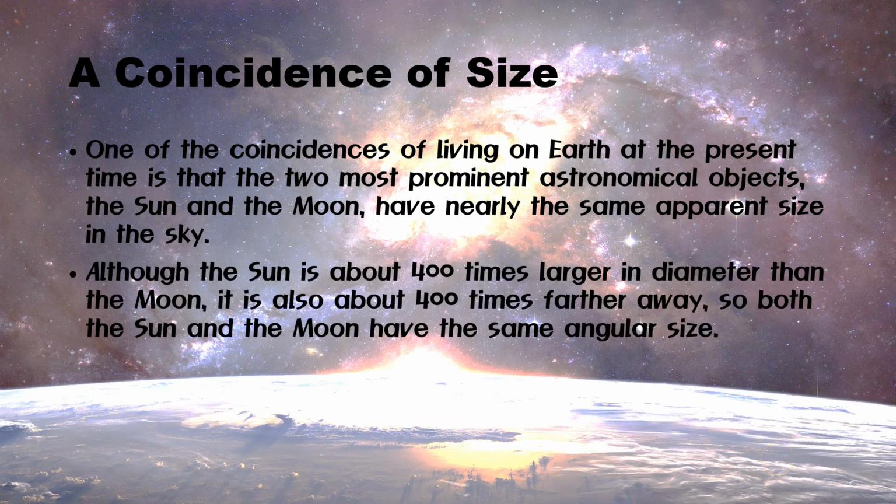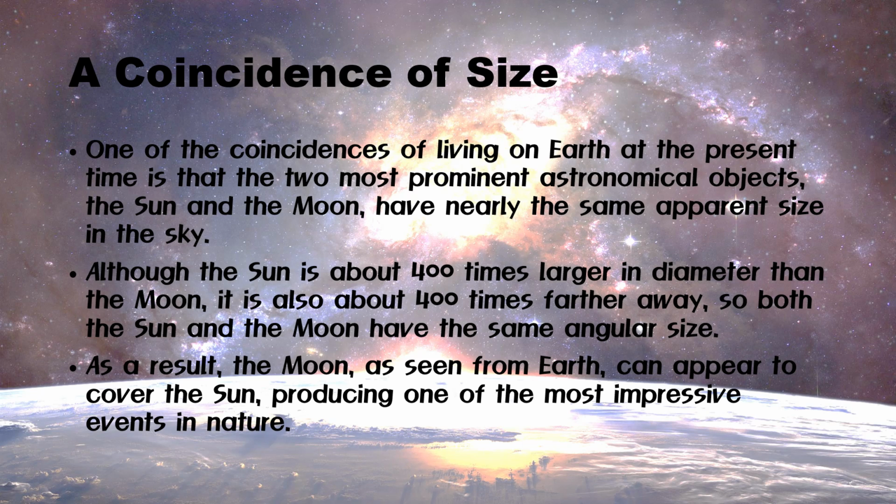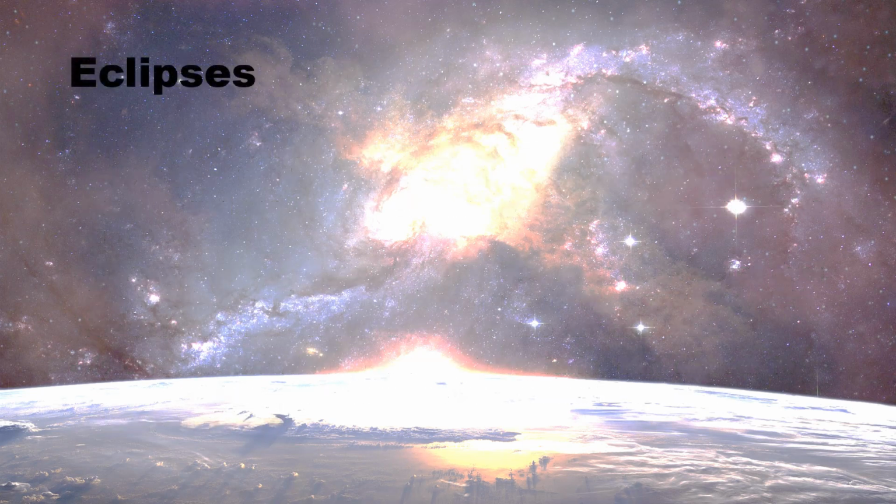Now, although the sun is about 400 times larger in diameter than the moon, it's also about 400 times farther away. So both the sun and the moon have the same angular size. As a result, the moon, as seen from Earth, can appear to cover the sun, producing one of the most impressive events in nature. And that event is, of course, an eclipse.